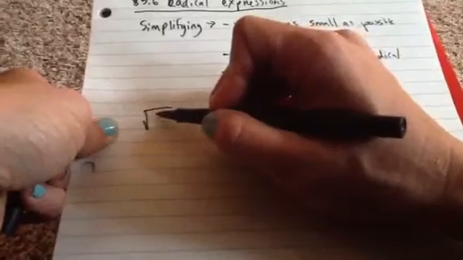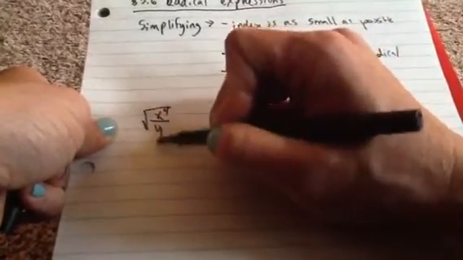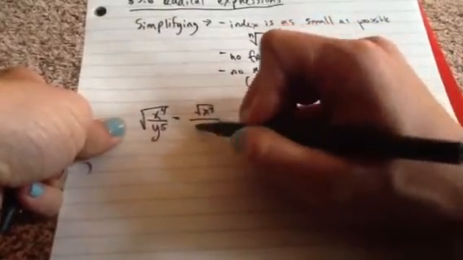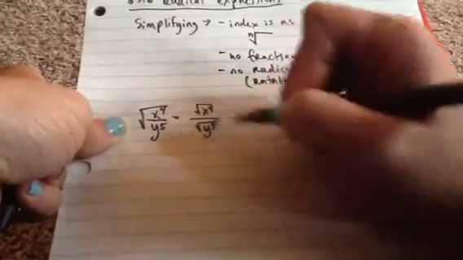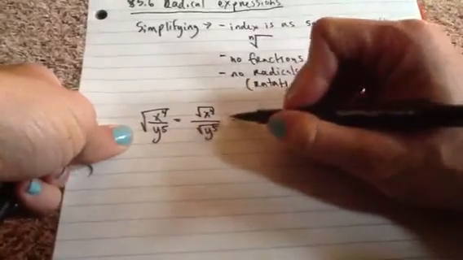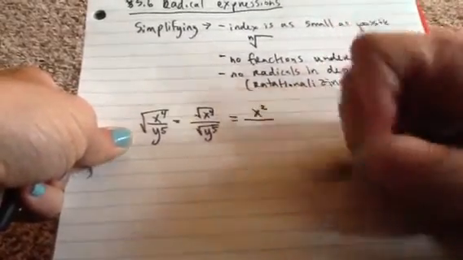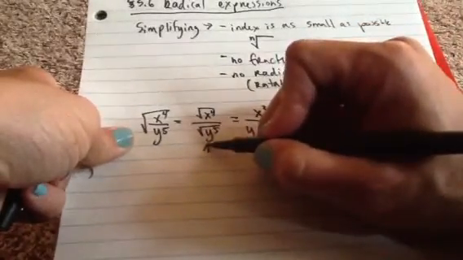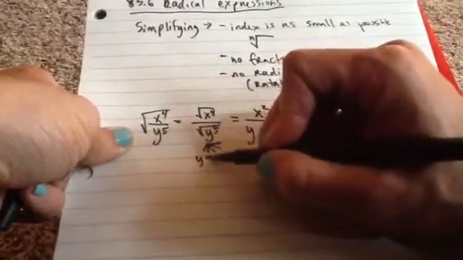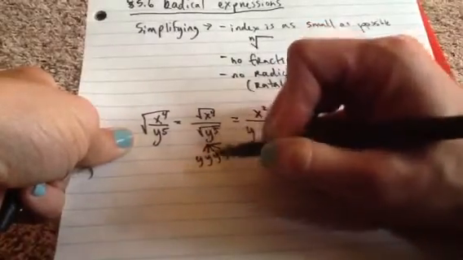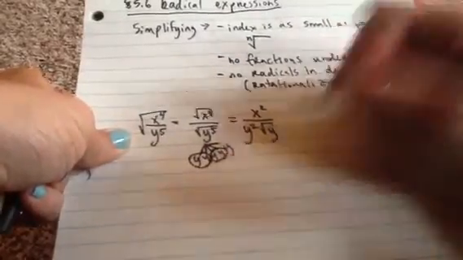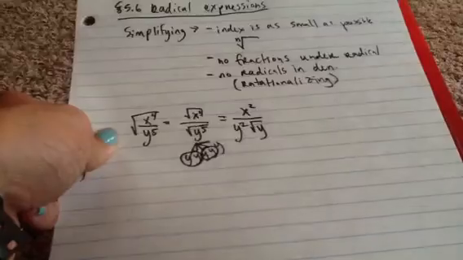Let's say we had the square root of x to the 4th over y to the 5th. Now we can split that up to the square root of the top divided by the square root of the bottom. Obviously, the square root of x to the 4th is x squared, and the square root of y to the 5th breaks down to 5 y's. We want to get pairs, so y squared can come out, but we still have a square root of y left in the denominator.